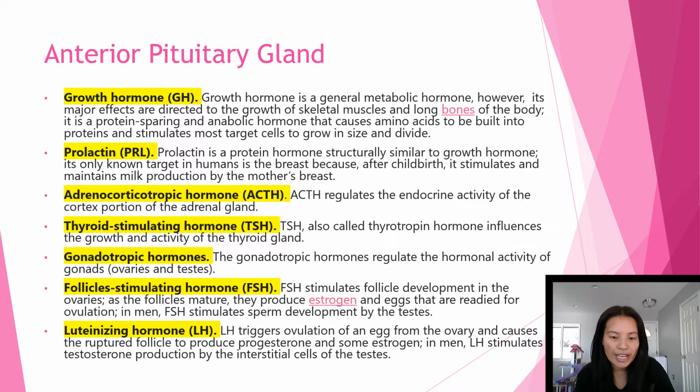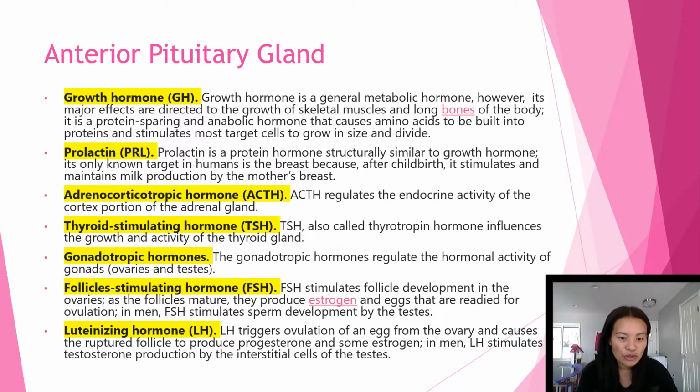Okay, the next one is adrenocorticotropic hormone or ACTH. ACTH regulates the endocrine activity of the cortex portion of the adrenal gland. Next is the thyroid stimulating hormone or TSH. TSH, also called thyrotropin hormone, influences the growth and activity of the thyroid gland.